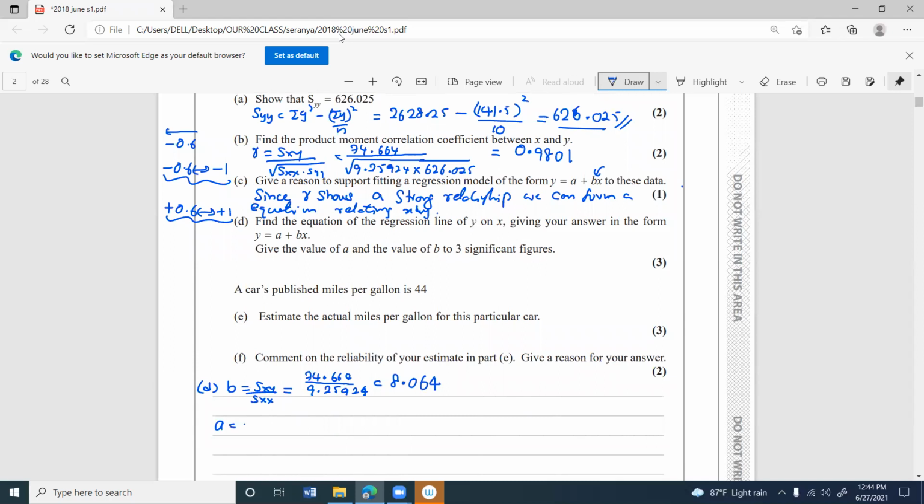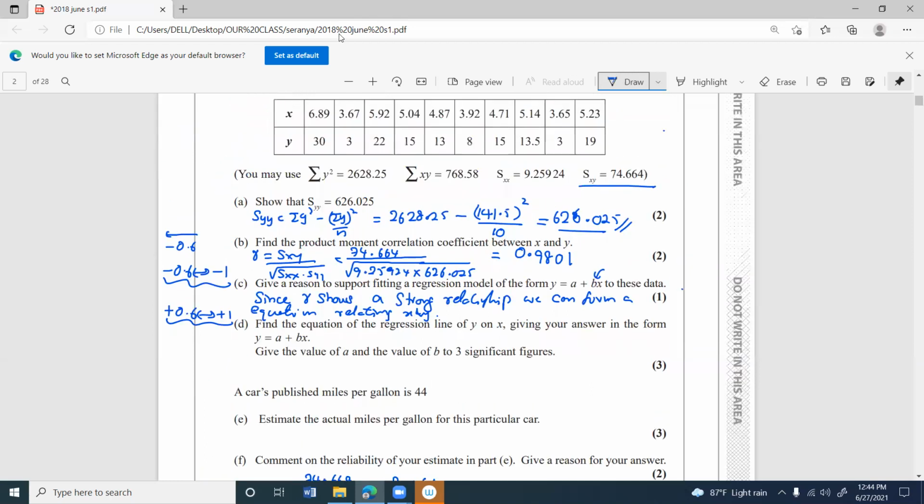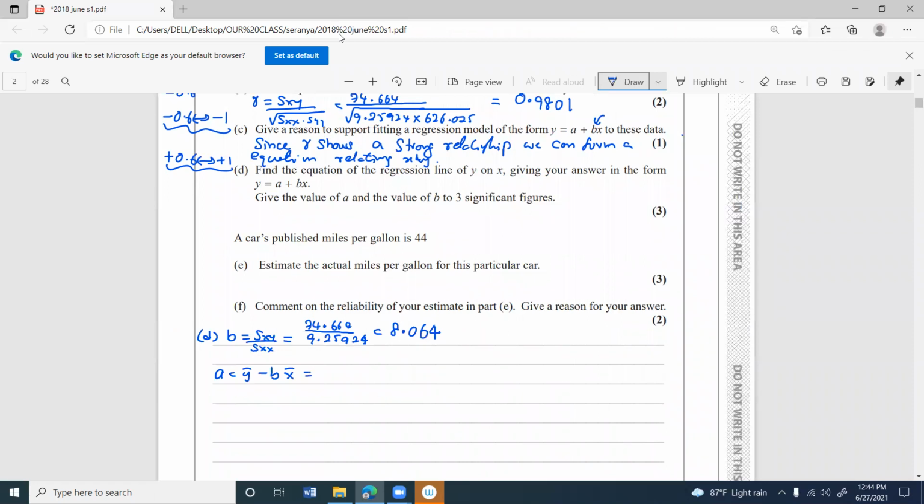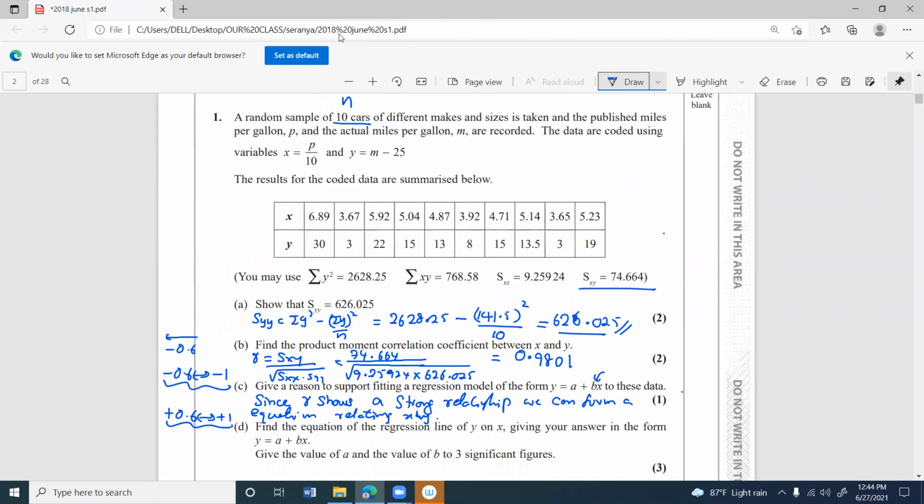a is y bar minus b x bar. y bar means summation of y divided by n. I think we already have the summation of y, 141.5. So 141.5 divided by 10 minus b, which is 8.064, times x bar. x bar is the summation of x over n. The summation of x is not given over here. Therefore, we need to find the summation of x as well.